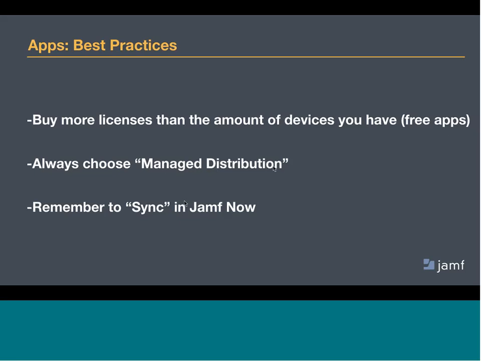Now you notice that in my example, I didn't have to select the type of distribution. Many apps these days default to managed distribution. There are some other legacy apps that will give you the option to download redeemable codes. That's not the route we want to go down. If you want to maintain ownership of those apps, remember to always select managed distribution. And then last thing, whenever you buy a new app, just remember to click sync in Jamf Now so Jamf can update those app licenses for you.